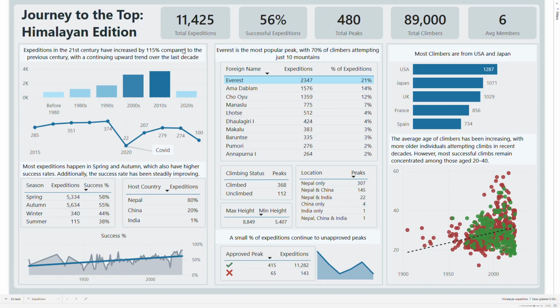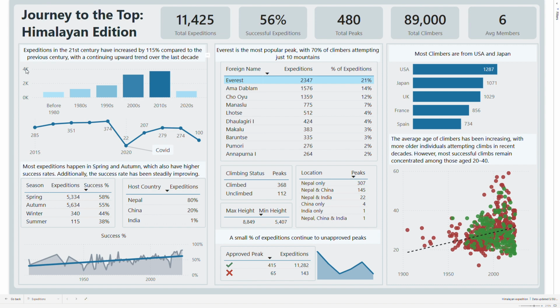These are KPI cards at the very top, which talk about the most important metrics, which is how many expeditions were taken, out of those, how many were successful, how many peaks there are in the data set, how many climbers climb those peaks, and the average members in each expedition.